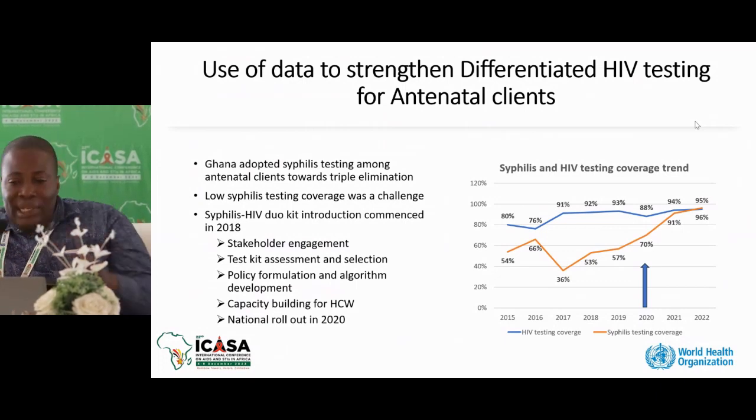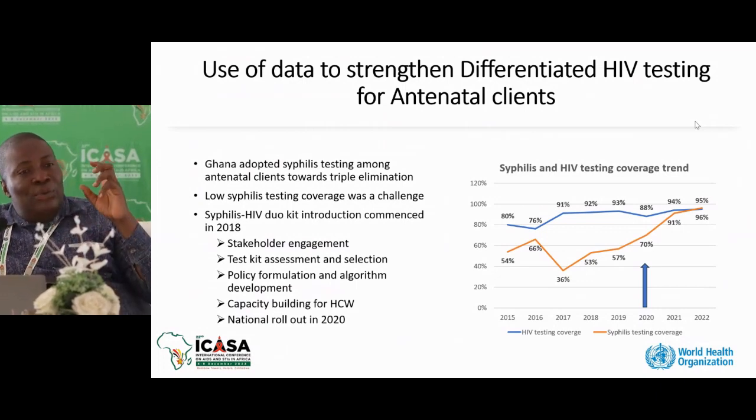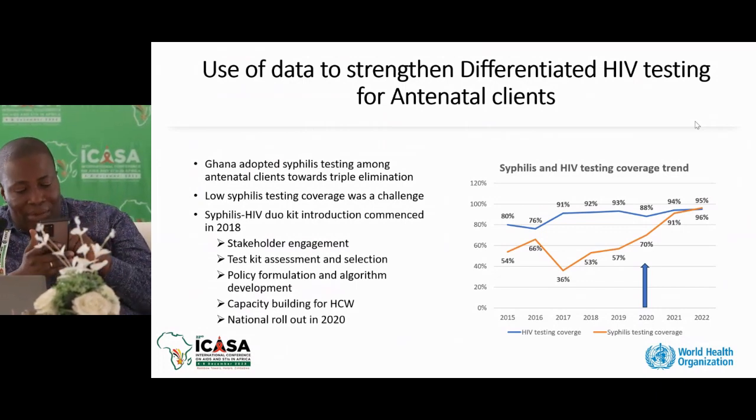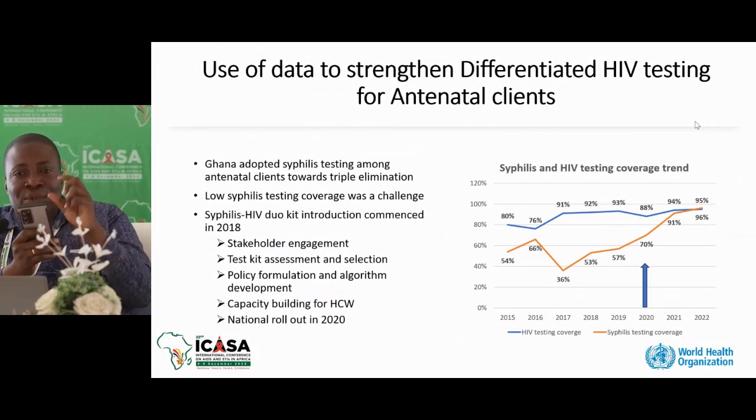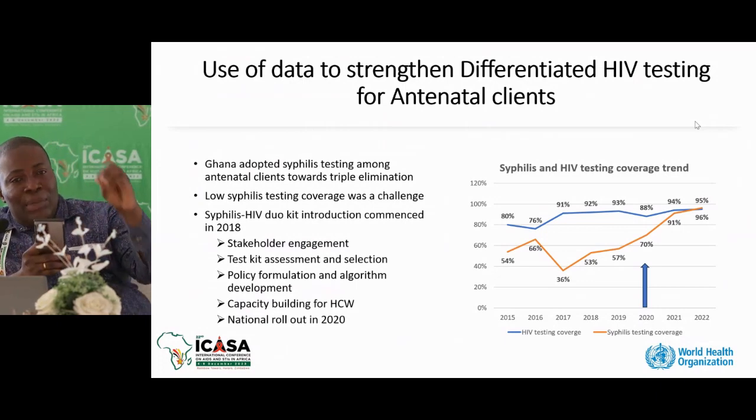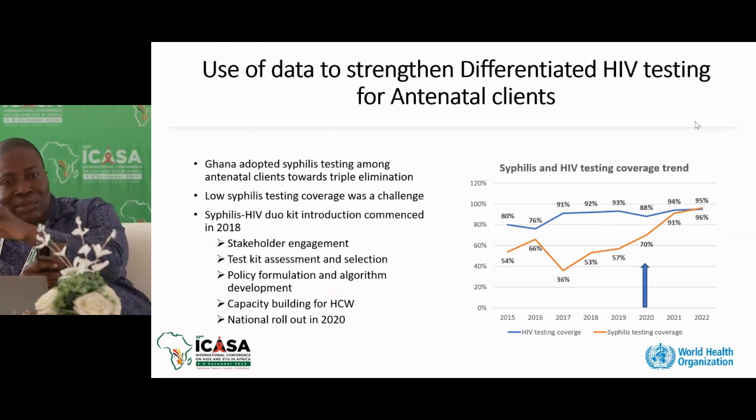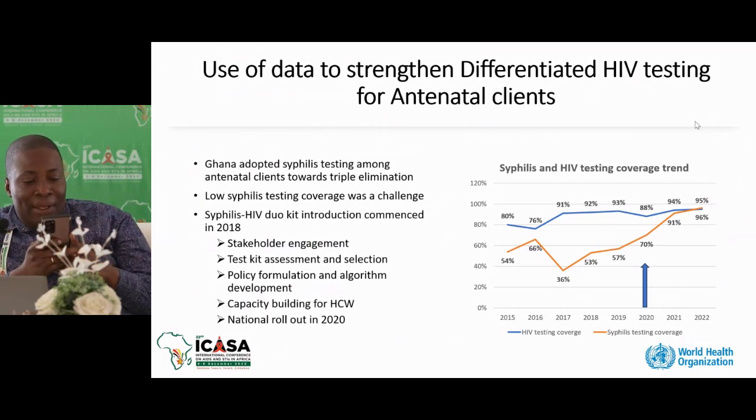You can see from the curve that from a particular year, about 2020, we caught up. So now you can see that the numbers tested for syphilis are the same as those tested for HIV. And that is the positive impact of data. This came through stakeholder engagement, test case assessments, capacity building and all that.